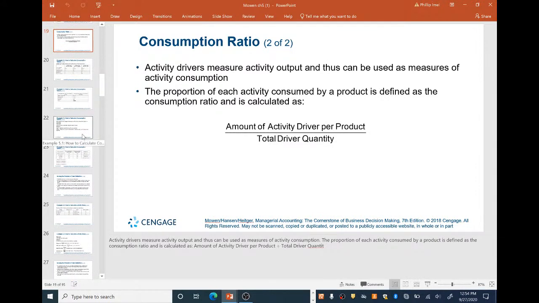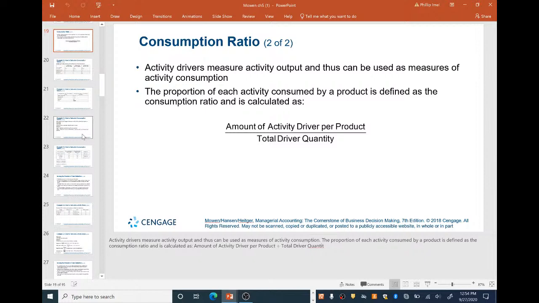Okay, more on the consumption ratio. We can see here the actual ratio is the amount of activity driver per product divided by the total driver quantity. So once again, this means that the activity drivers are going to measure the activity output, and then in turn that can be used as a measure of the activity consumption.